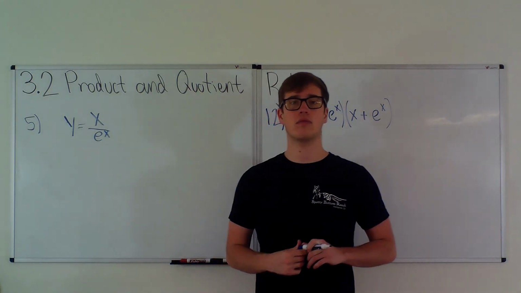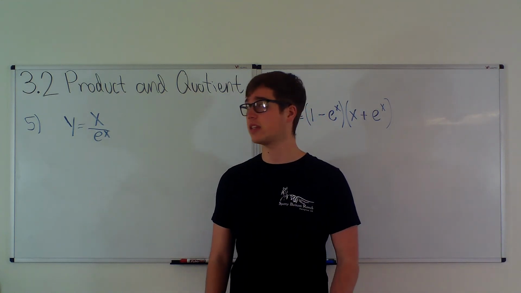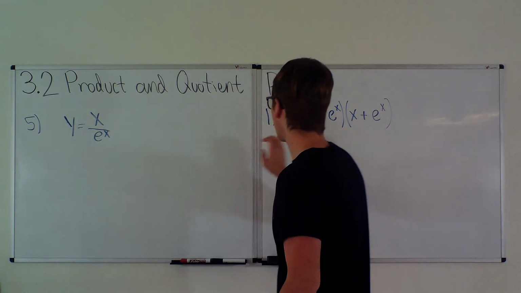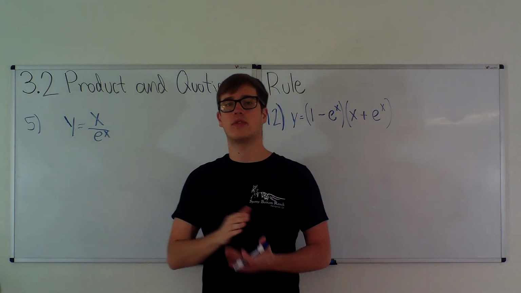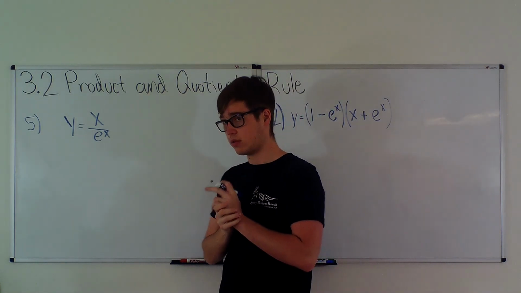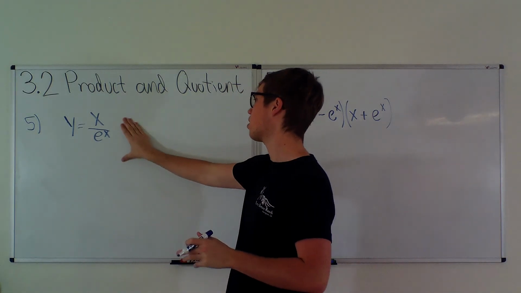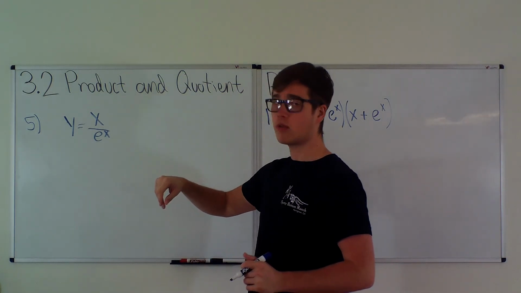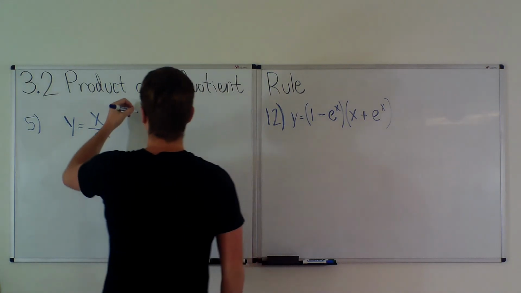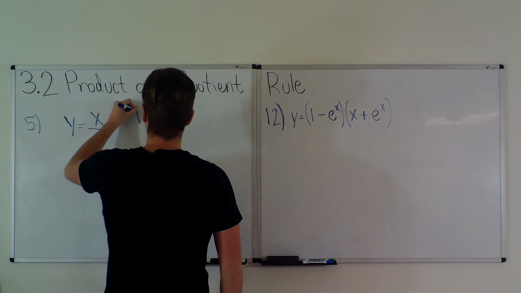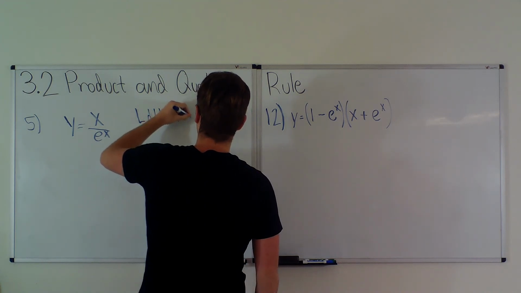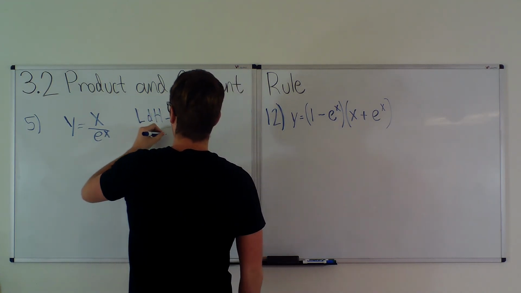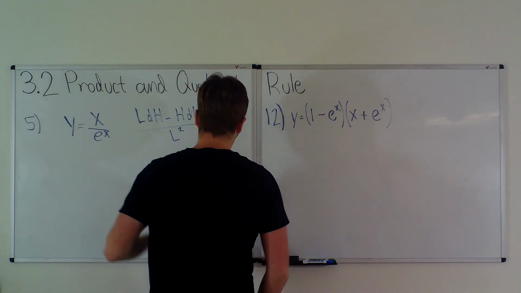Alright, so now onto the questions. We're going to be doing number 5 and 12. One quotient rule, one product rule, just so you get a little bit more experience with it. So, let's start with the quotient rule problem. We have low d high minus high d low divided by the square below.